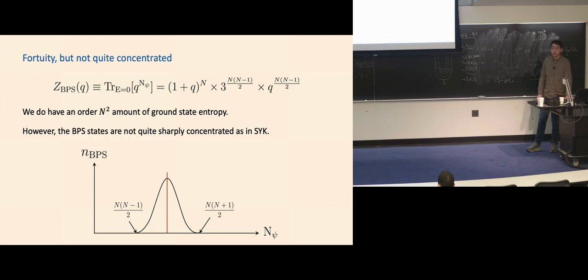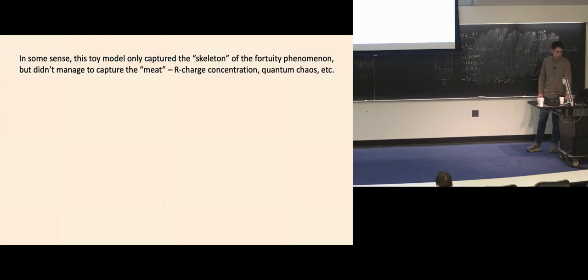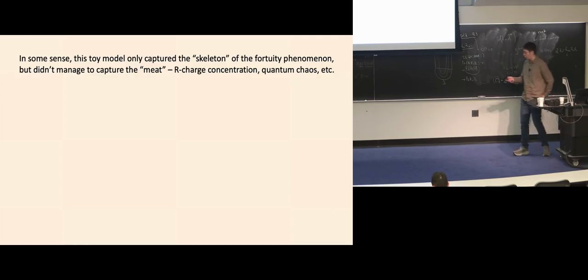Other questions? Okay. Now, in some sense, this toy model only captures some skeleton of the fortuity phenomenon, but did not manage to capture the interesting things about it, for example, this R charge concentration as a consequence of the Schwarzian. Sorry, in this model, do you also have monotones? No, there are no monotones in this model. Okay.